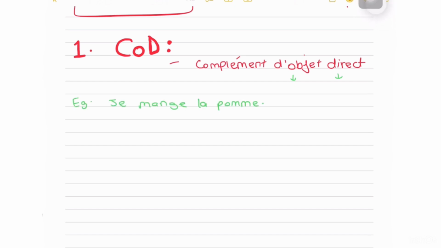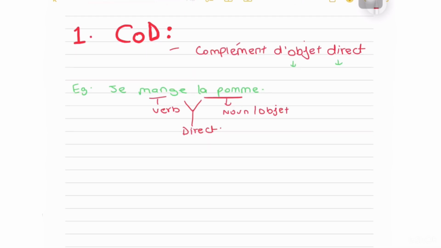Here you'll see this is my sentence. Je mange la pomme. Mange is to eat, your verb, and la pomme is your noun, as in your objet. So direct here means when there's nothing between the verb and the noun, we call it direct. And there we use COD. Now the question is, how do we use it? So we want to replace la pomme, right? I eat the apple, I eat it. How do I make it it?